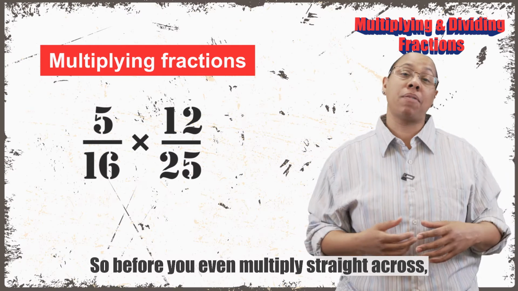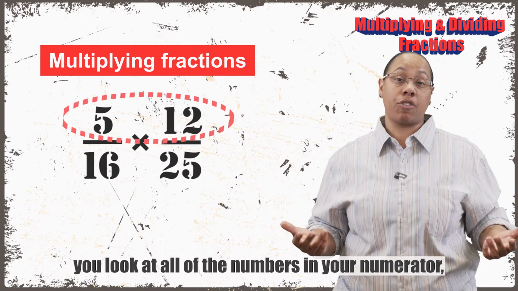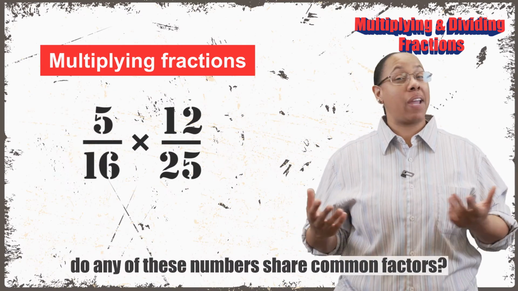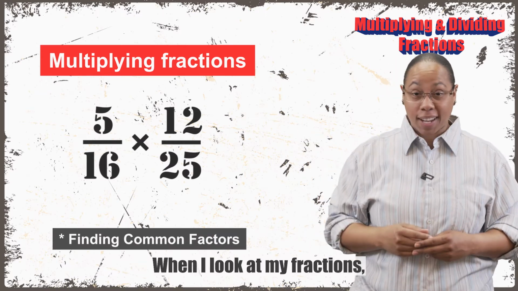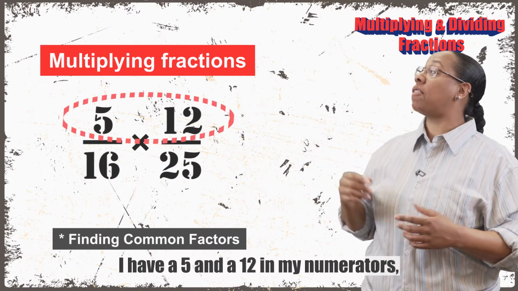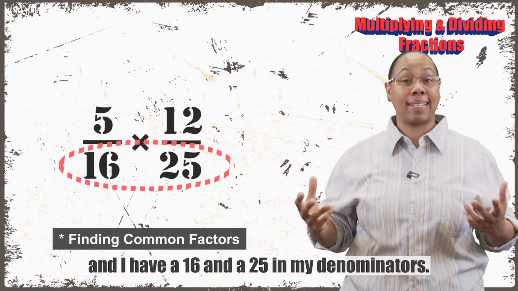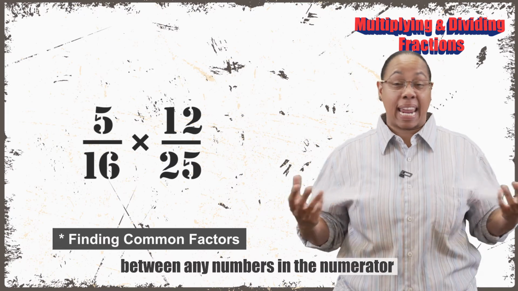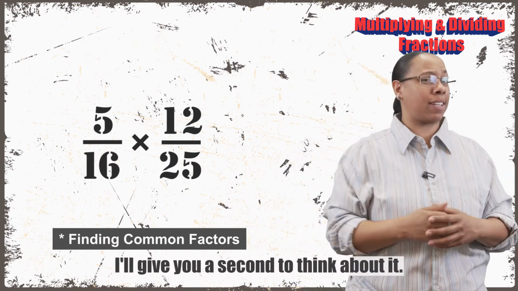So before you even multiply straight across, you look at all of the numbers in your numerator, you look at all of the numbers in your denominator, and you see, do any of these numbers share common factors? So when I look at my fractions, I have a 5 and a 12 in my numerators, and I have a 16 and a 25 in my denominators. Do you notice any common factors between any numbers in the numerator and any numbers in the denominator? I'll give you a second to think about it.